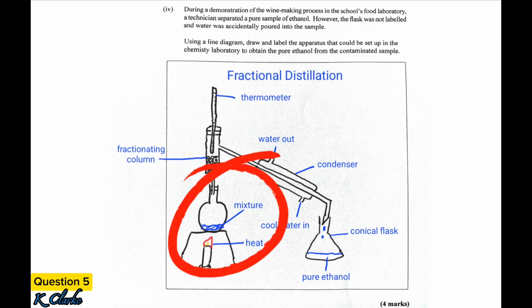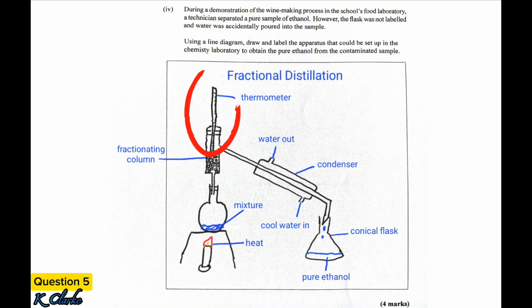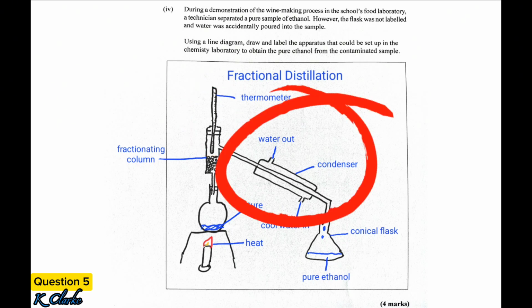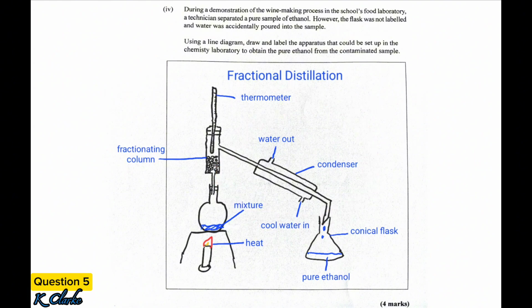Based on the mixture, the substances can be separated by fractional distillation. For the setup, the mixture would be in a container heated over a Bunsen burner. This container has an attached fractionating column that has a thermometer at the top to measure the temperature. A condenser is attached to the side of the fractionating column where the vapor will cool and condense into liquid form. A conical flask will be placed at the end of the condenser to collect the pure ethanol.